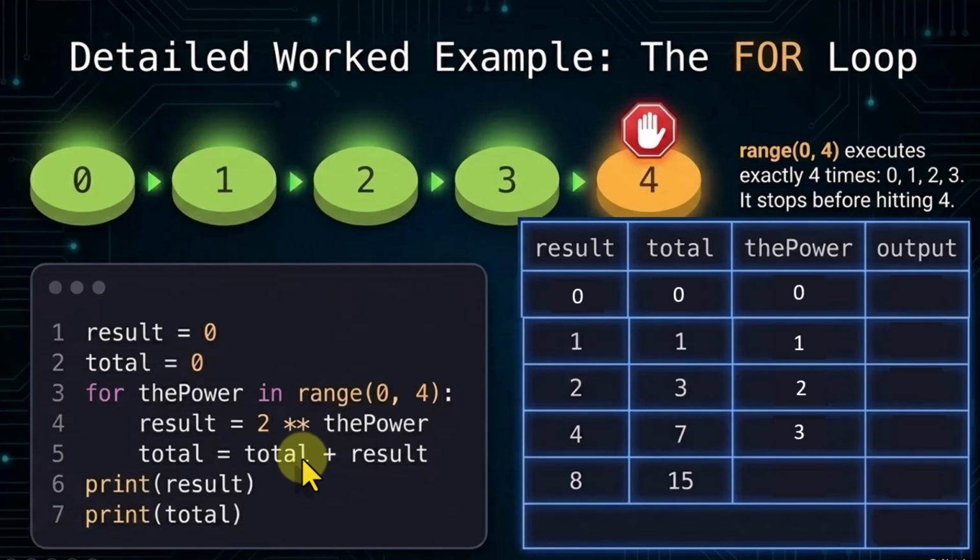After that, we check 4. It will not go to 4, because range will stop here: 0, 1, 2, 3. When we get out of the loop, print result is 8, and print total is 15. So that is another example for the trace table. The range function, 0 up to 4, executes 4 times, from 0 up to 3. 4 itself is not hit there.